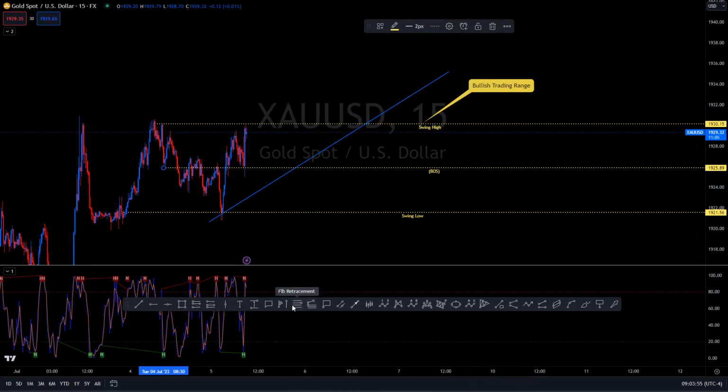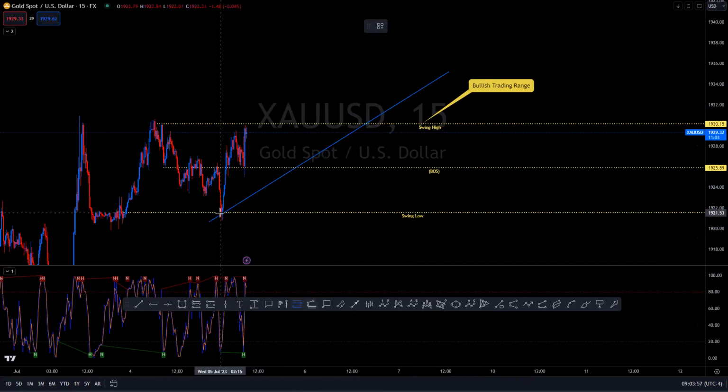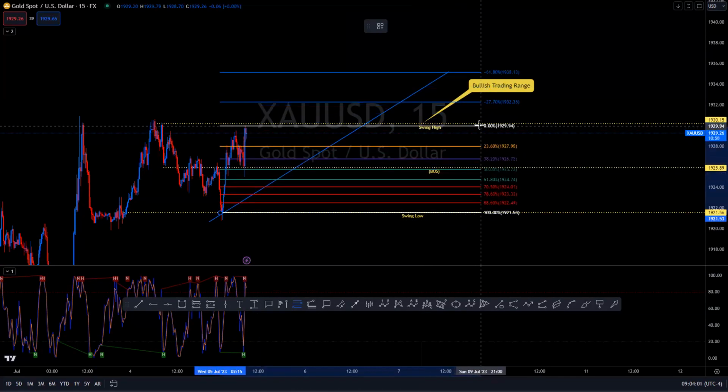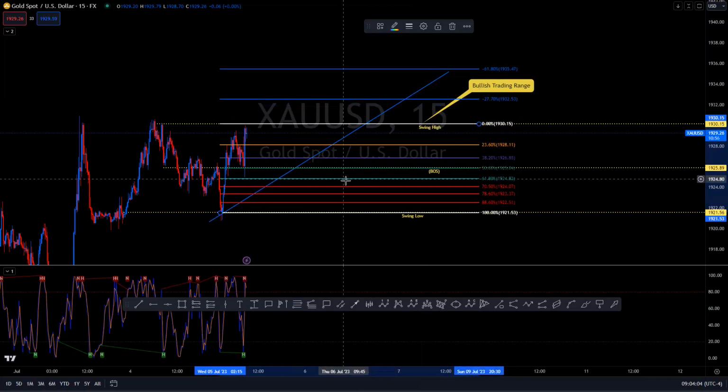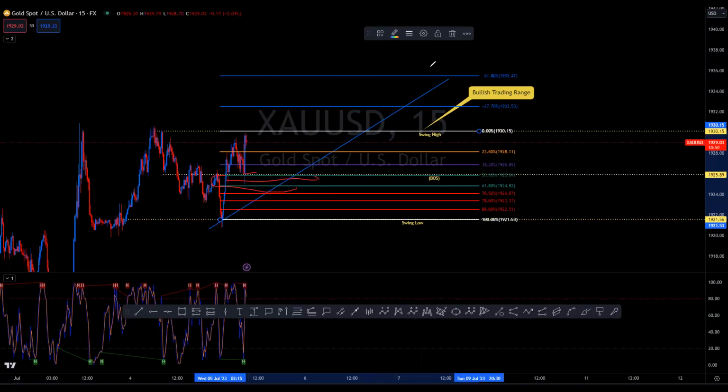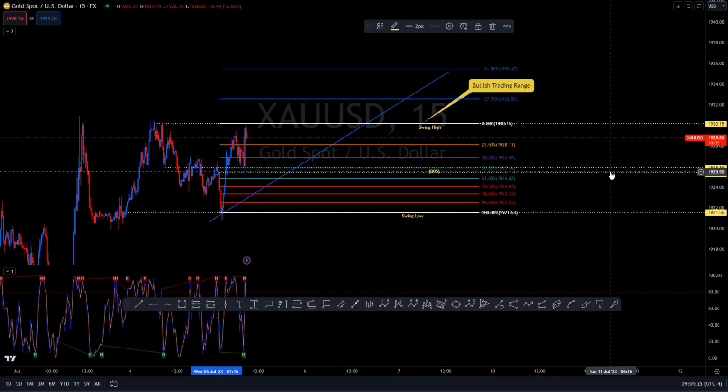Now we're going to take our Fibonacci. We're going to go from the most recent low to the most recent high since we're in a bullish trading range. We can see that price has already rejected the 50% area here. So it would make sense that price is probably going to come down to this next structure here and then push up. First I'm going to label this as our buy zone here.